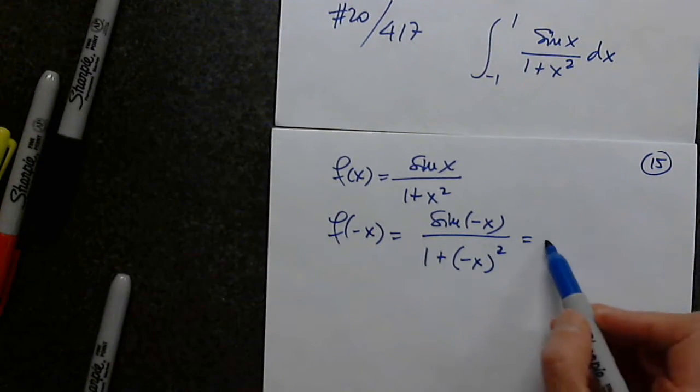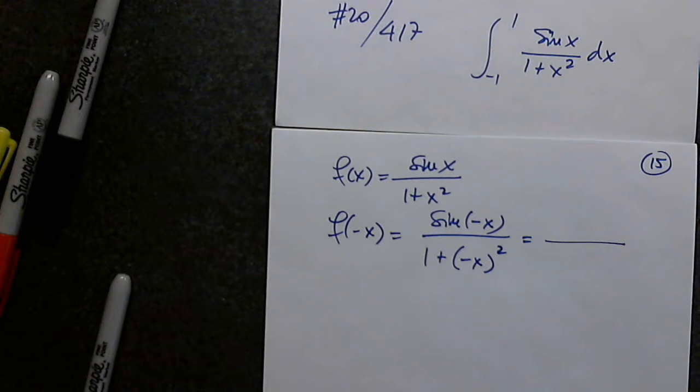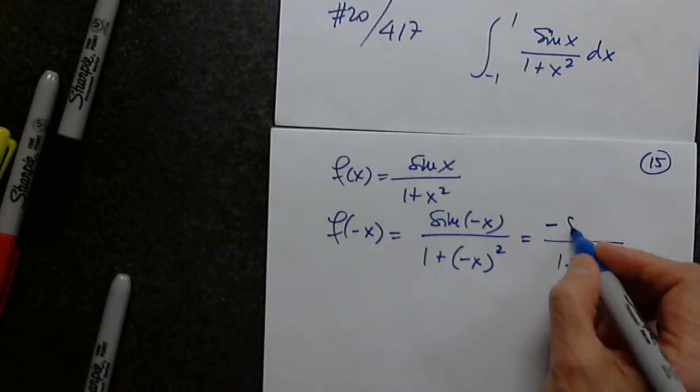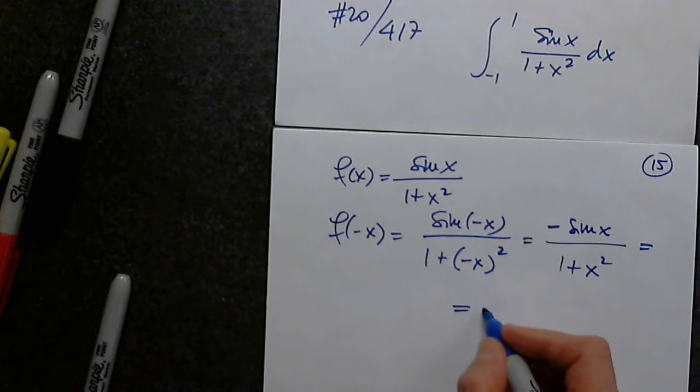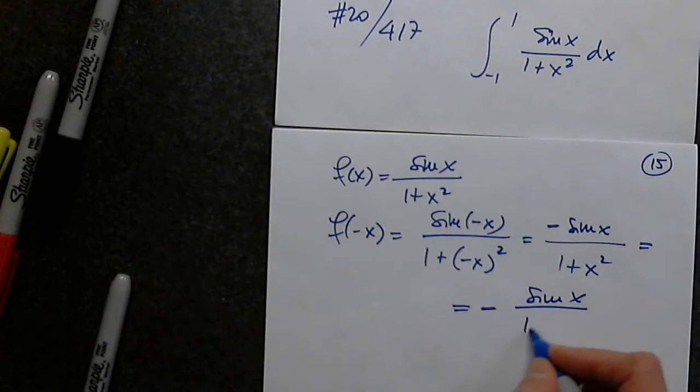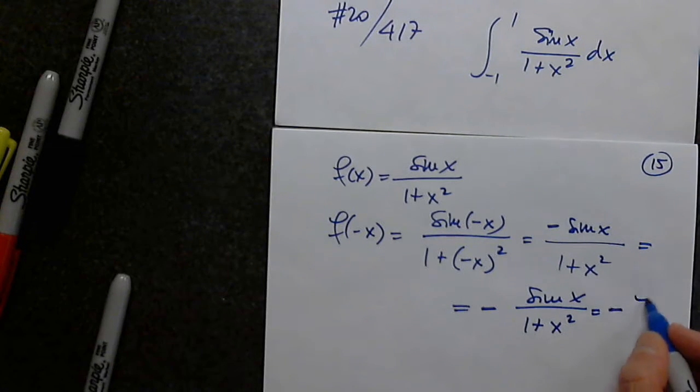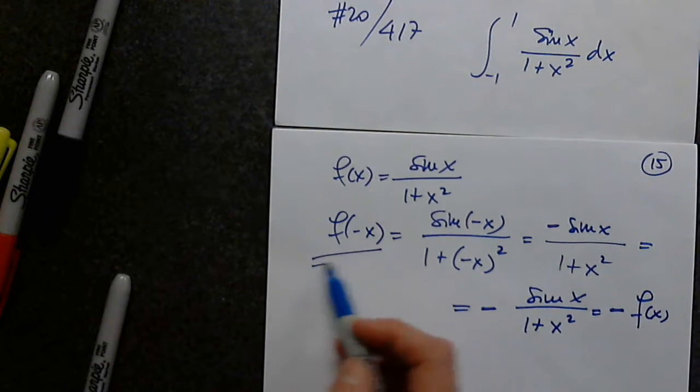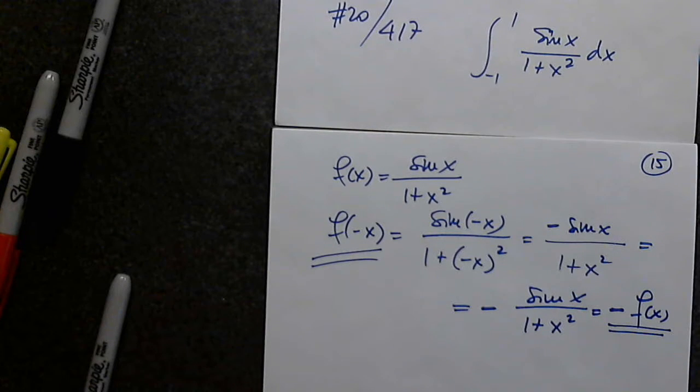The denominator is the easiest to talk about immediately. Does that change anything? No, it still stays at 1 over 1 plus x squared. But what about sine negative x? Is sine an odd function or an even function? It's odd. So this is negative sine x over 1 plus x squared, which is the opposite of f of x.